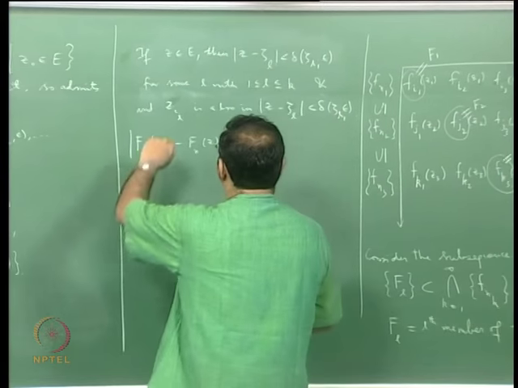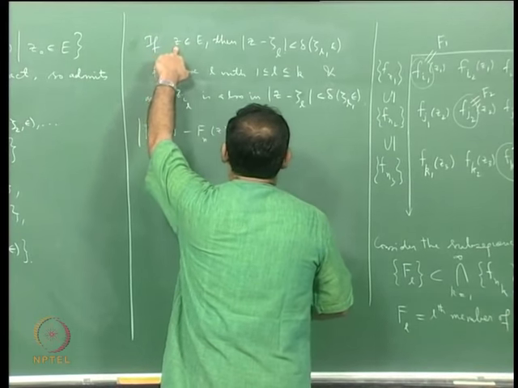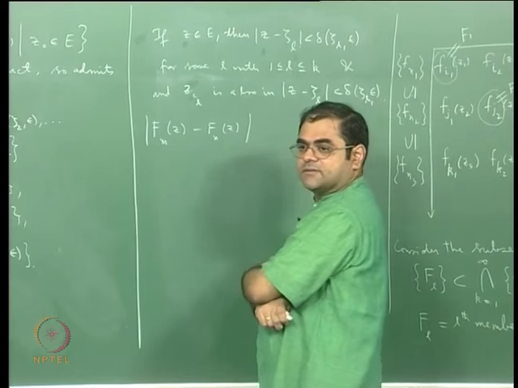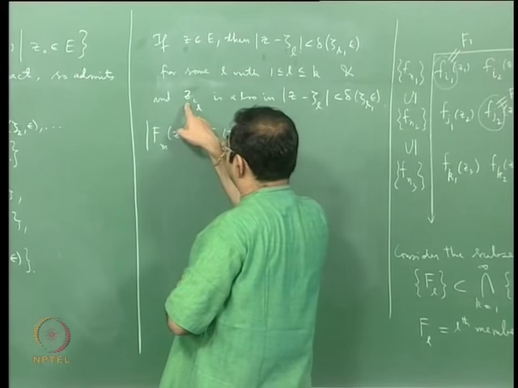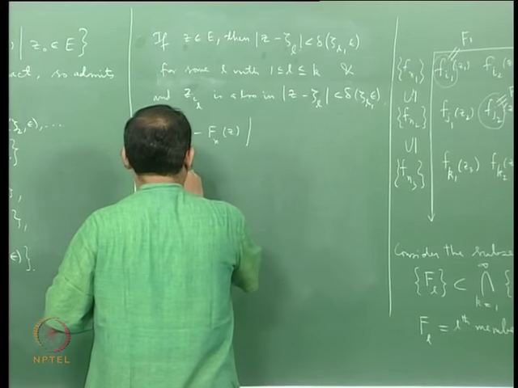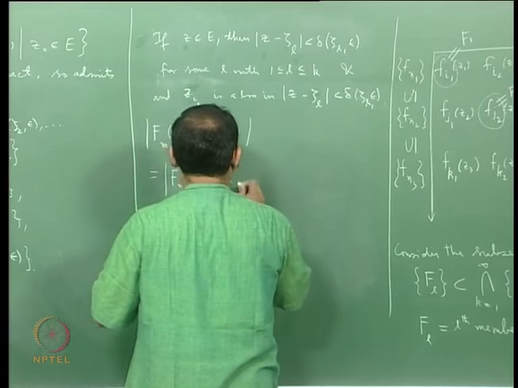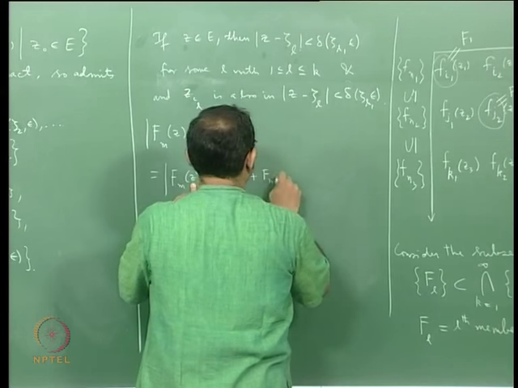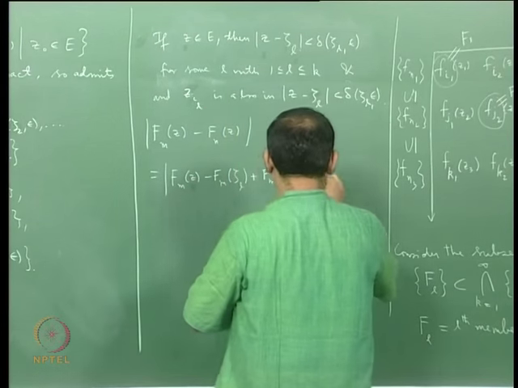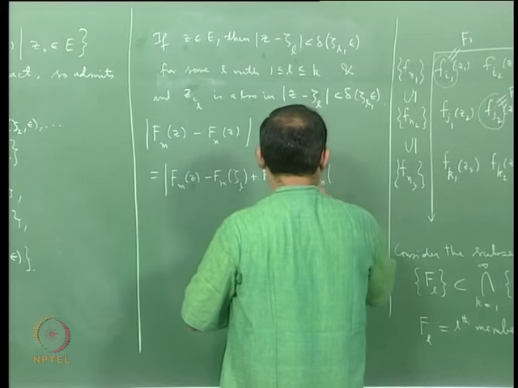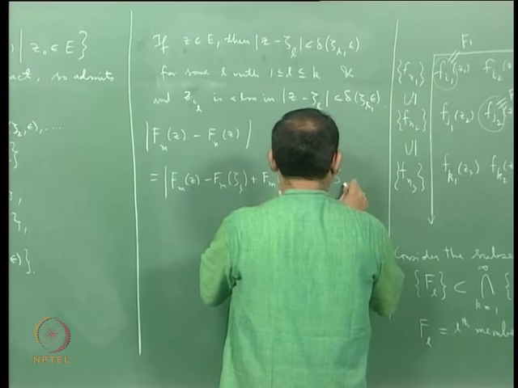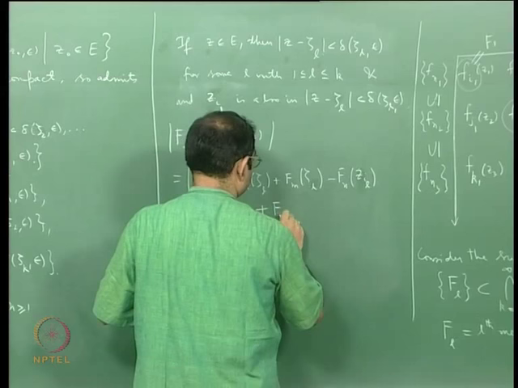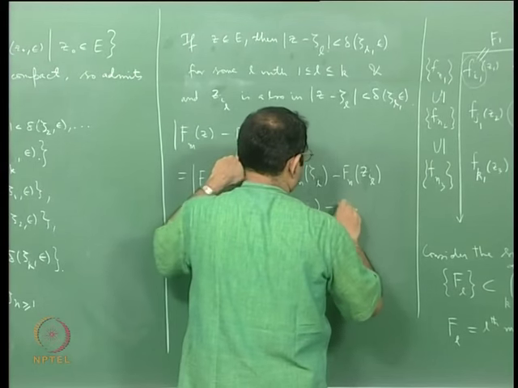Now what you use is the fact that this z is in this set which contains the point zeta_l, and which also contains the point xi_l. So I add and subtract the function values at these 2 points. I write it as f_m of z minus f_m of zeta_l, and then plus f_m of zeta_l to undo the effect of adding it. Then I put minus f_n of zeta_l, now I introduce the point xi_l, then I undo by adding f_n of xi_l, and then I write the final f_n of z.